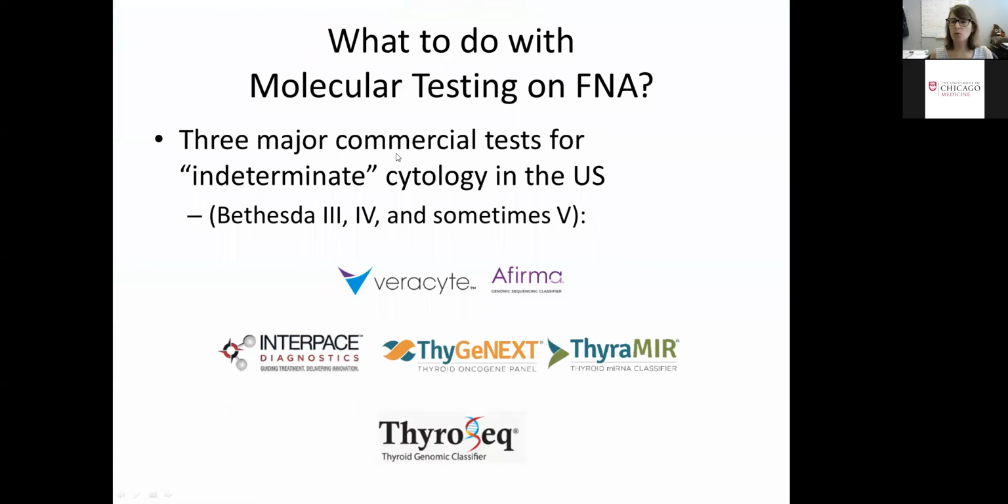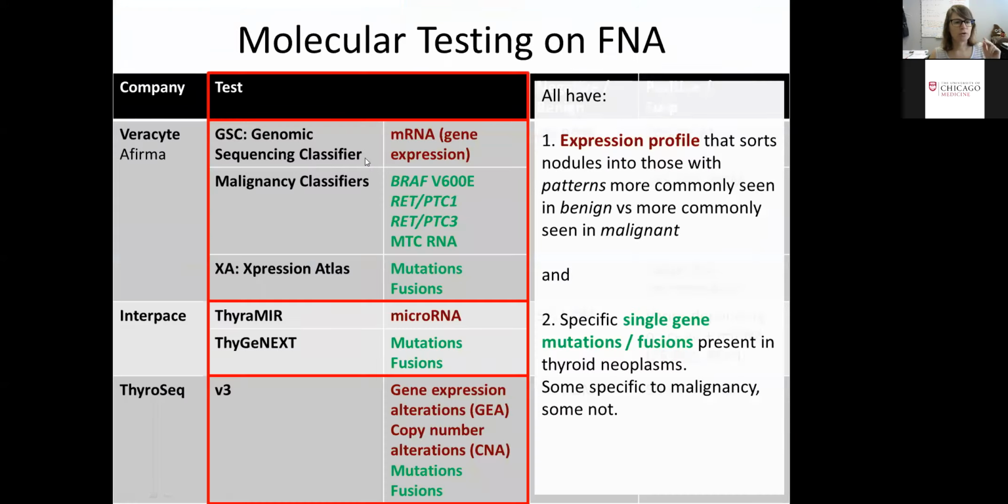All right, so going back to molecular testing on FNA, I want to just regroup on how we can use it to help us, all right? So remember, this is Bethesda 3, 4, sometimes 5. There are 3 generically commercially available tests. That's Veracyte's Afirma, that's Interpace's ThyraMIR and ThyGenX, and that's ThyroSeq. We here, our cytopathologists and our clinicians, send to Interpace. So those are the reports you will see from our specimens. But if you're seeing consult cytology, you may see Afirma and you may see ThyroSeq.